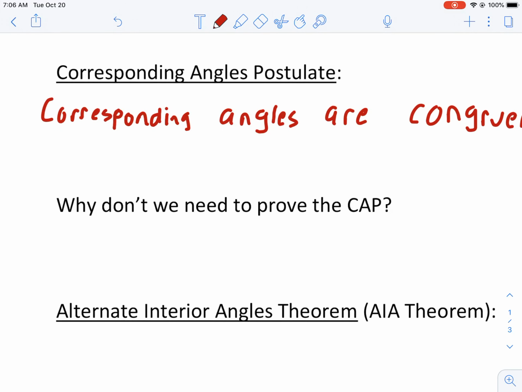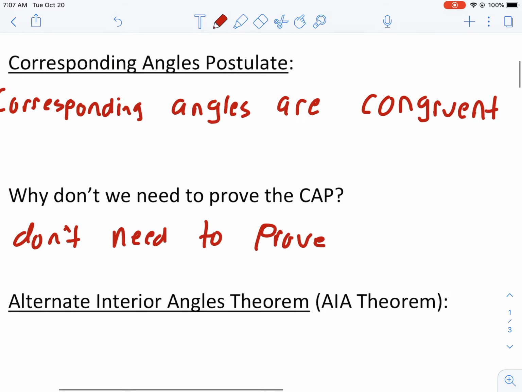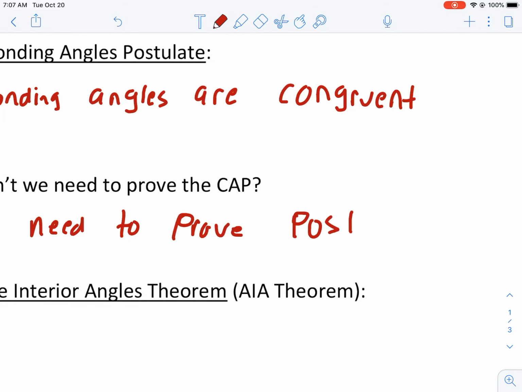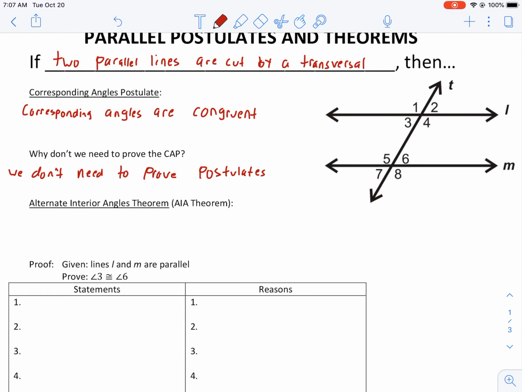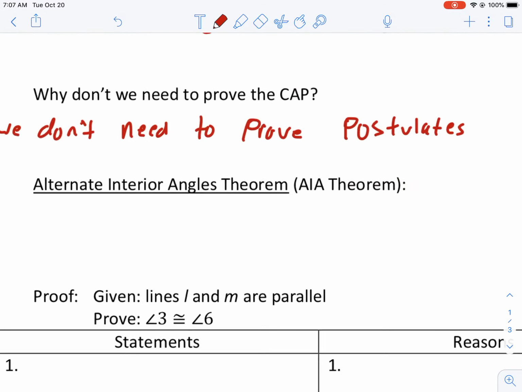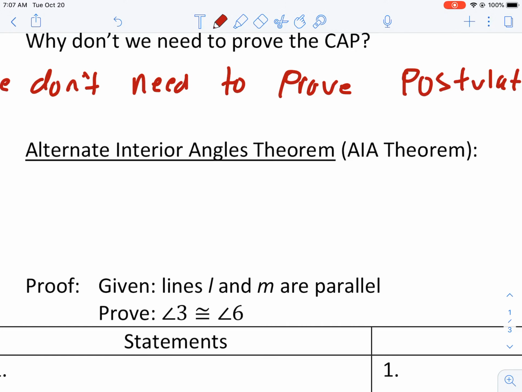Well, if you remember, the difference between postulates and theorems is we don't need to prove postulates. Postulates are what we assume to be true, okay? We don't need to prove postulates. So we're going to use the corresponding angles postulate essentially to prove all the other ones, okay? So the next one is the alternate interior angles theorem, okay?